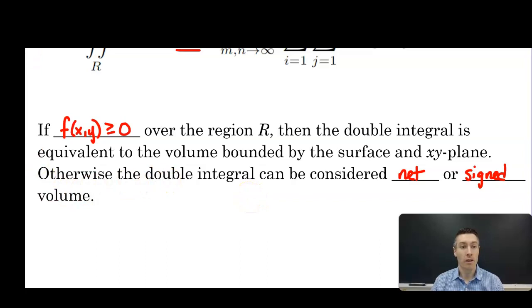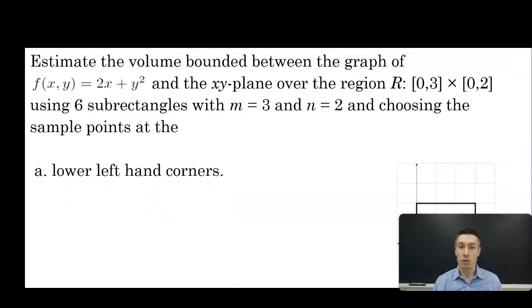So our first Riemann sum example: estimate the volume bounded between the graph of the function 2x plus y squared and the xy plane over the region R, defined from 0 to 3 on the x and 0 to 2 on the y. So we have a rectangular region using 6 subrectangles with m equal 3 and n equal 2, and choosing the sample points at the... And then we're going to have two options here.